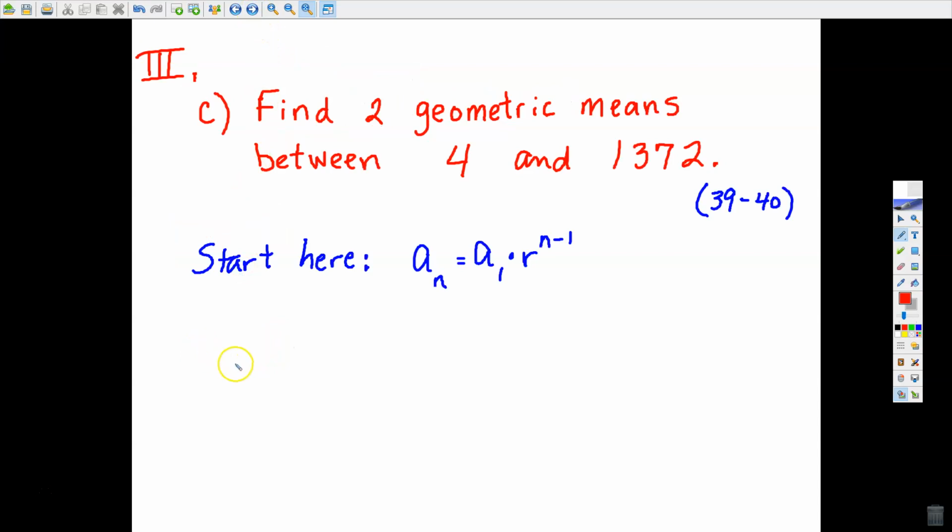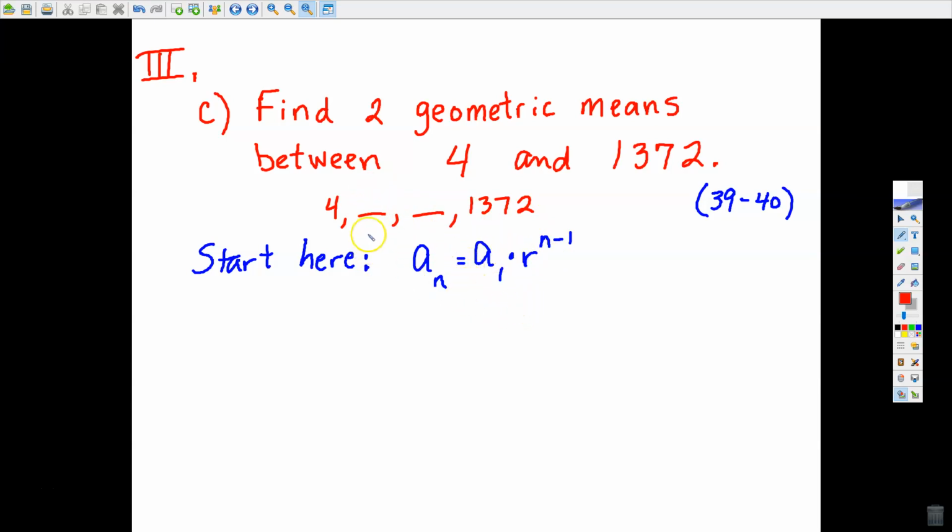Okay, so sometimes we have problems like this. There's 2 of them in your assignment where you're asked to find 2 geometric means. So it's implied, obviously, that there are a total of 4 terms. The first one is 4. The last one is 1372. And we want to know what the 2 terms between are. So it's really like saying, what are these 2 terms? So it makes it tough to just obviously write these in because we don't know what the common ratio is.